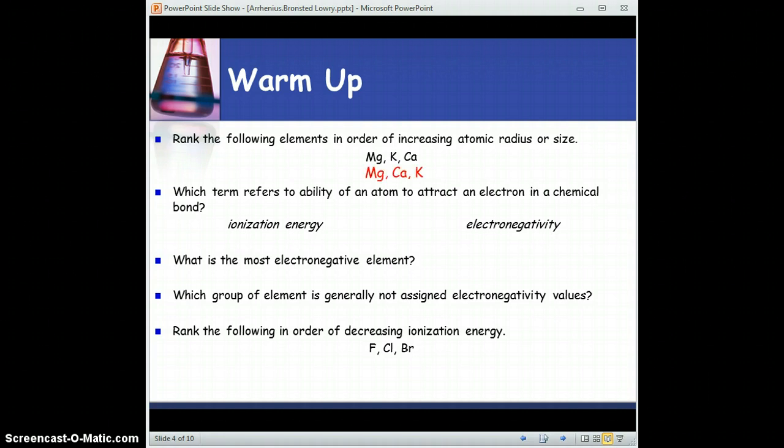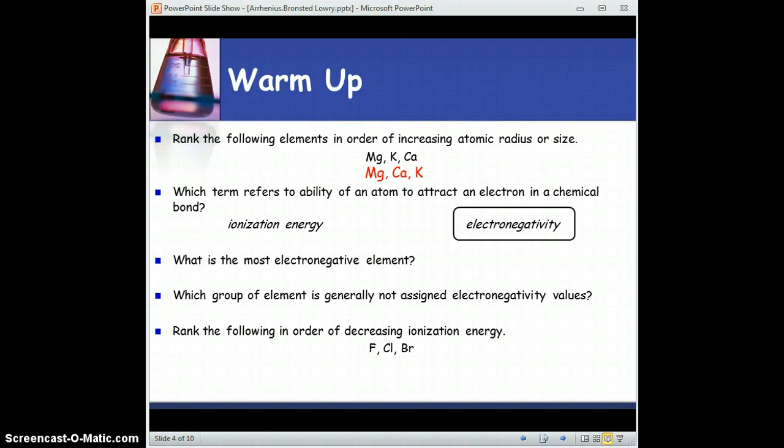potassium. As you move across the periodic table towards fluorine, the size gets smaller, and as you go up a group, the size gets smaller as well. Okay. Which term refers to an ability of an atom to attract an electron in a chemical bond? It's either ionization energy or electronegativity. In this case, the definition is electronegativity.